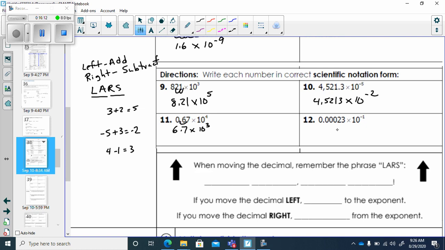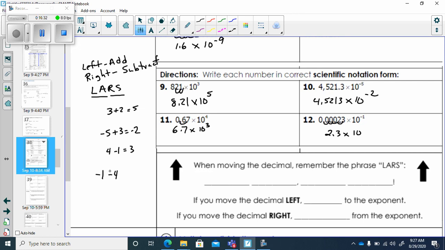And then how about this one? 2.3. Okay. I'm moving this 1, 2, 3, 4 places, right? I moved it 4 places. Which way did I move it? I moved it right. So I need to subtract 4. I have negative 1 minus 4.